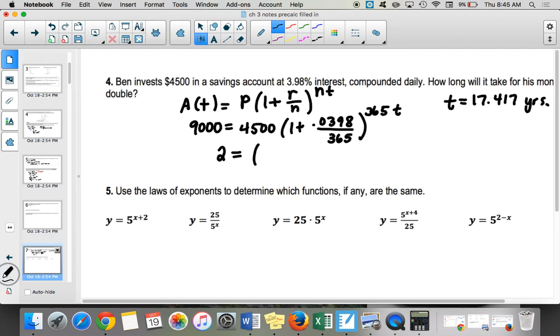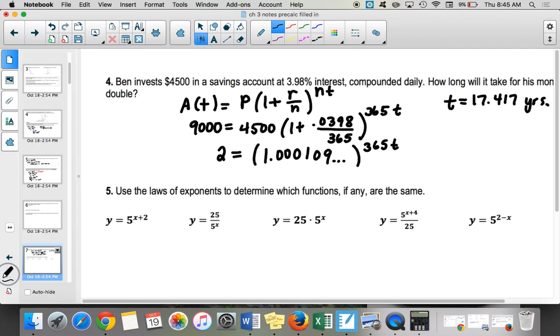So I'm finding it on my calculator. So I'm doing 0.0398 divided by 365. I'm adding it to 1. I get this number, which, I have more decimals there, so I'll keep it there. And then I have my exponent that's a variable. So that's always an indicator that I need to take a logarithm.